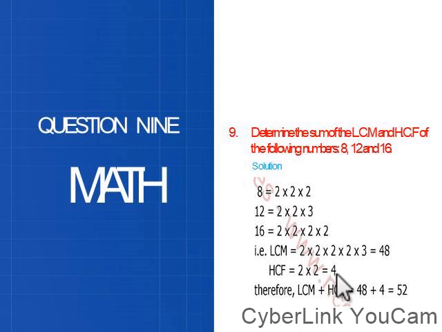Now, knowing that we've not finished the question, because the question in the question is to determine the sum of the HCF and the LCM. So we'll take these two values, 4 and 48, and we add them up. LCM plus HCF is equal to 48 plus 4, which gives us 52.